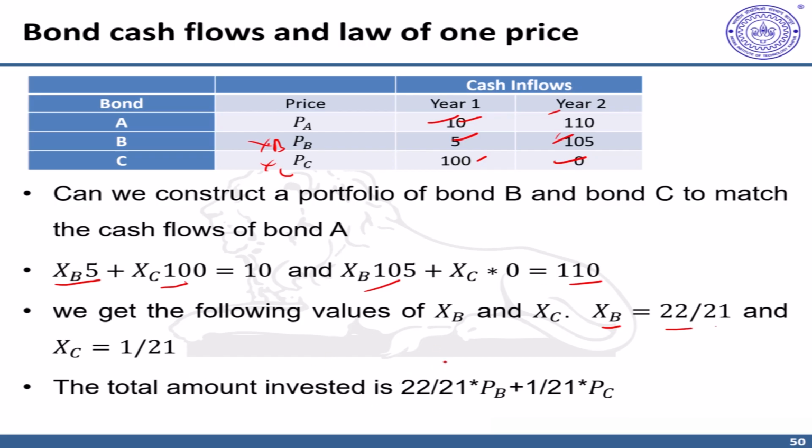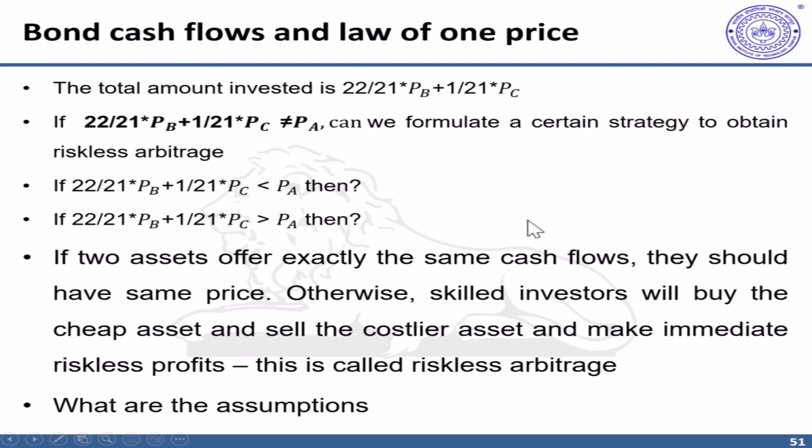So the total amount invested in B and C is this. These are the investments in B and C to generate cash flow similar to A. So this is the investment in B and C that will result in same cash flows as A. Now, what if the price of A is not same as this price, which means that this investment would result in the same cash flows as PA?